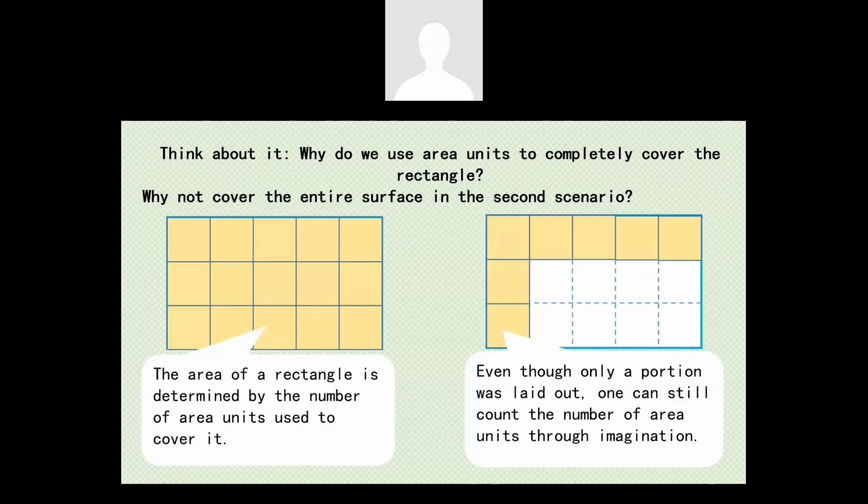We must cover everything. Otherwise, the uncovered part still has area we didn't count. Yes, the key idea is area is determined by how many unit squares can cover the shape. The PPT also asks, if we cover only part of it, why can we still find the area?